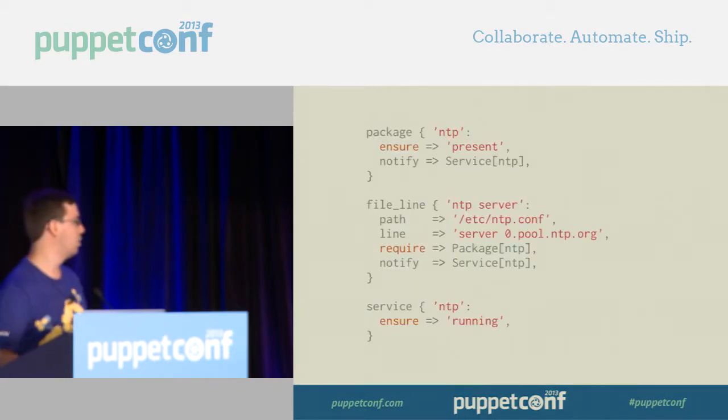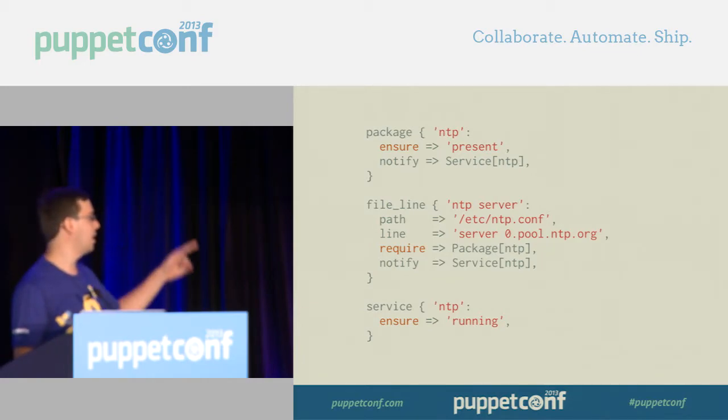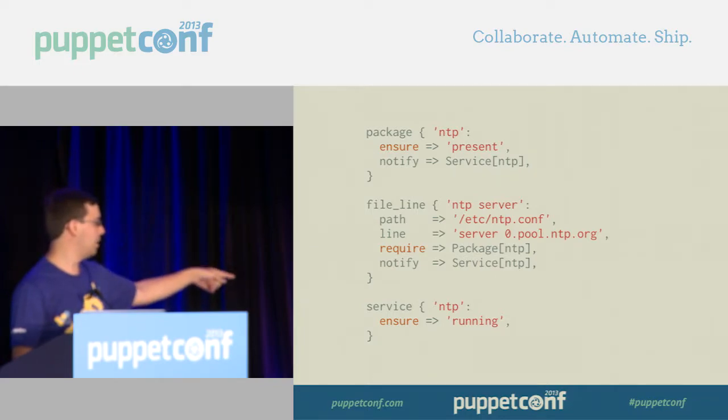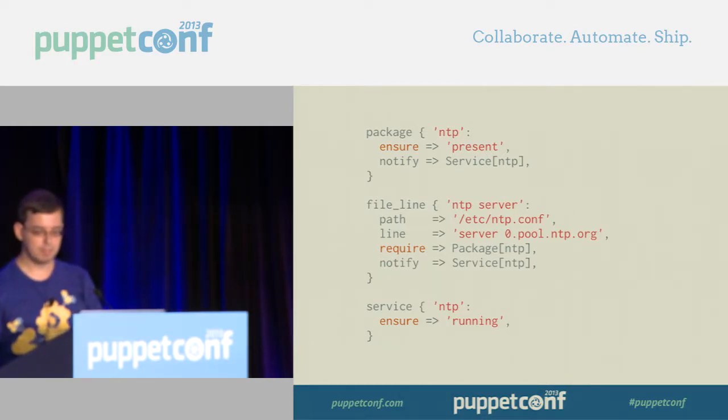And so this should look familiar. This is Puppet code that does basically the same thing, right? We have a package resource, the file line that adds our server, an NTP service, and then we have some relationships, requires and notifies. So if the config file changes or the package changes, we'll restart the service just like we want to. And now the relationships are called out explicitly.